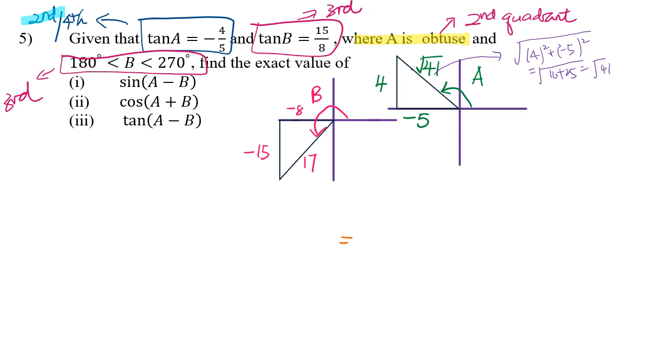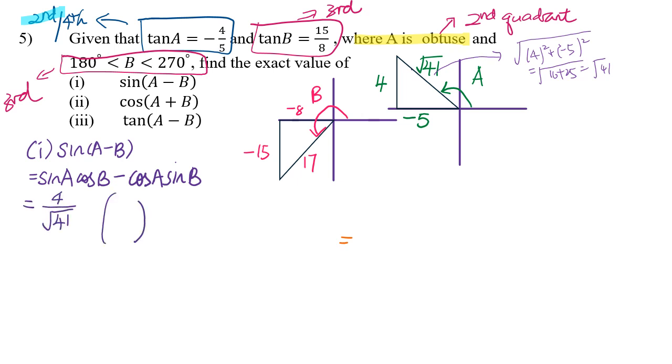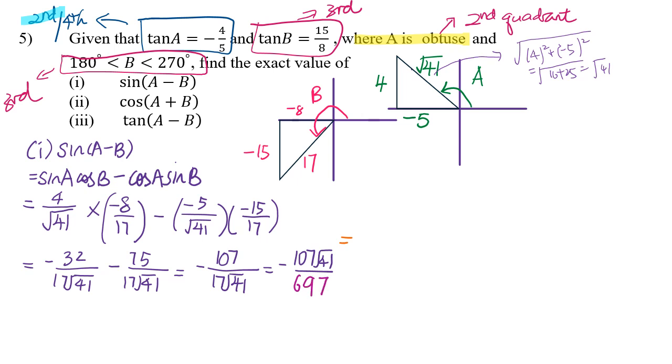All right, with all this information, we can just go on to find part 1. Just use the formula sine A cos B minus cos A sine B. Find sine A from the diagram that indicates angle A. That will be 4 over square root 41. Cos B will be negative 8 over 17. Cos A will be negative 5 over square root 41. Sine B will be negative 15 over 17. All right, so rationalize it, you will get negative 107 square root 41 over 697.